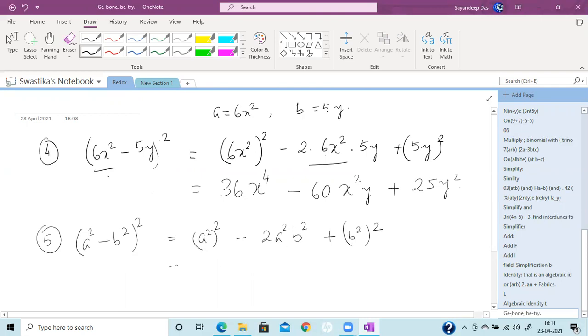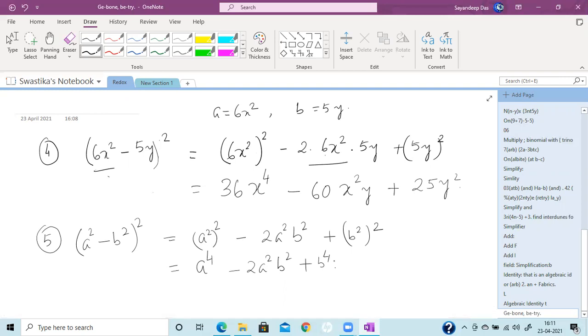So a² into a². This is what a² squared means, a² into a², that is a raised to the power 4, minus 2a²b² plus b raised to the power 4. So this is how you can apply the second identity and solve the problems or expand the algebraic expressions by using the identities.